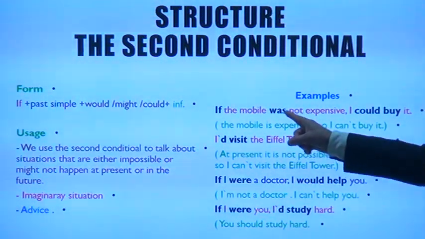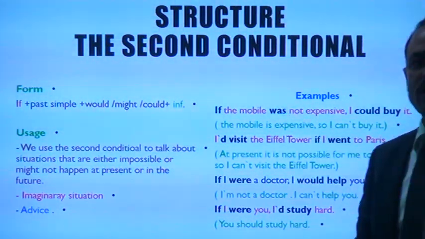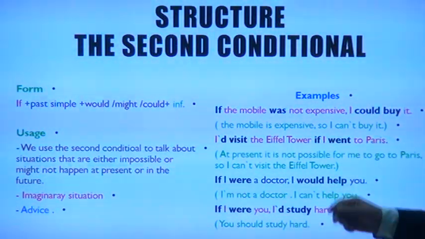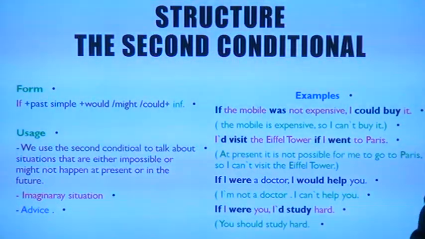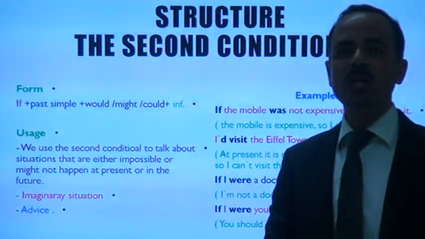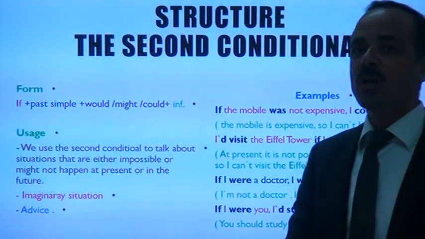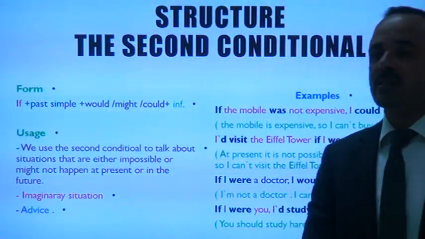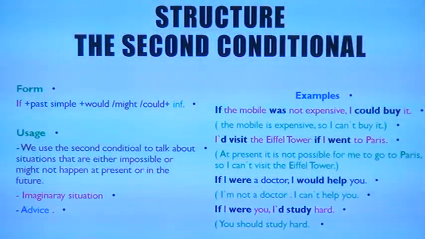Okay? Here we can use was or were. The formal one is were, but was is not wrong. You use was in spoken language, okay? In informal language, we can use was. But the formal one is were. If the mobile was or the mobile were not expensive, I could buy it. This means that the mobile is expensive, so I can't buy it.